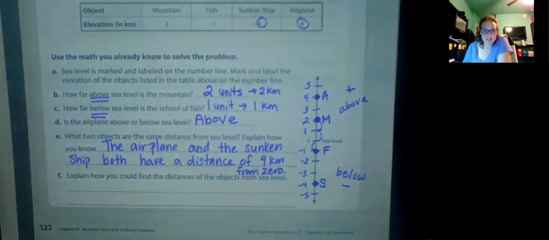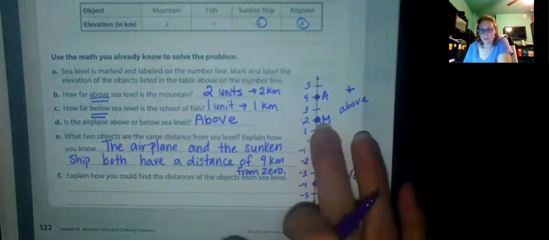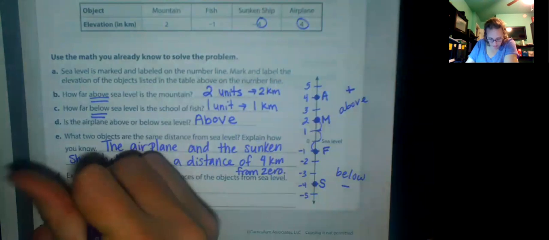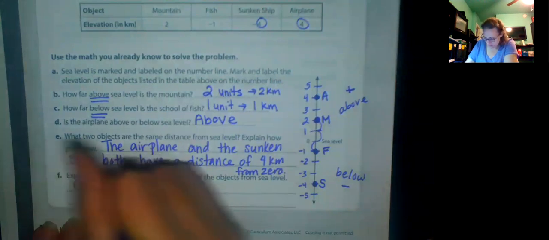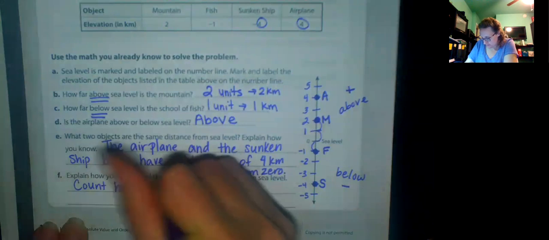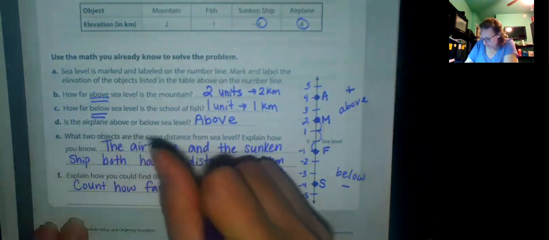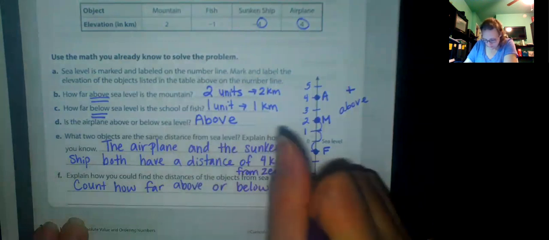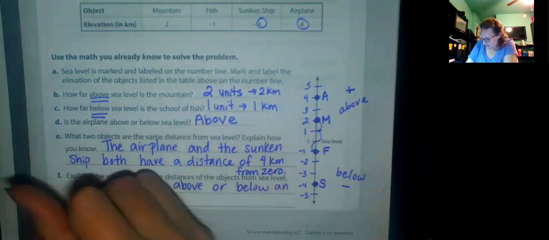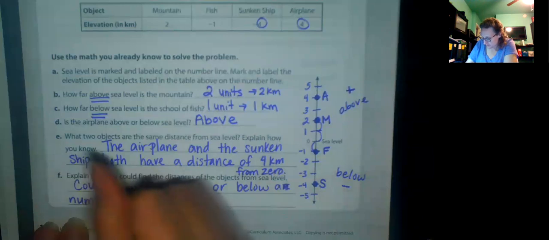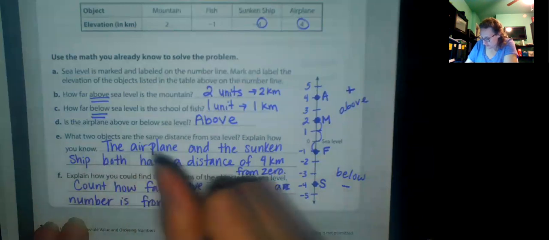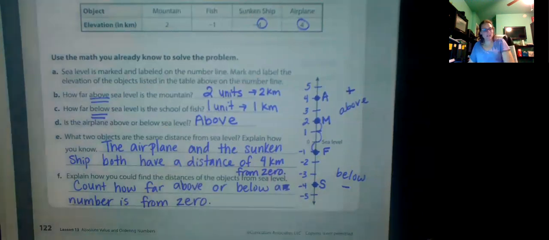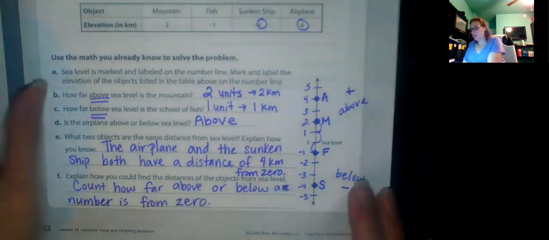Explain how you can find the distances of an object from sea level. Well, what did we do? All we did was count. So you can count how far above or below a number is from 0. It's as easy as that, just counting. All right, let's turn the page.